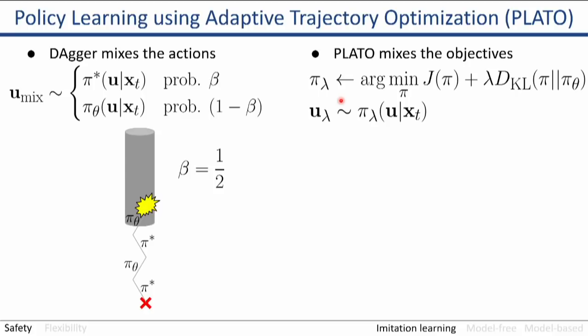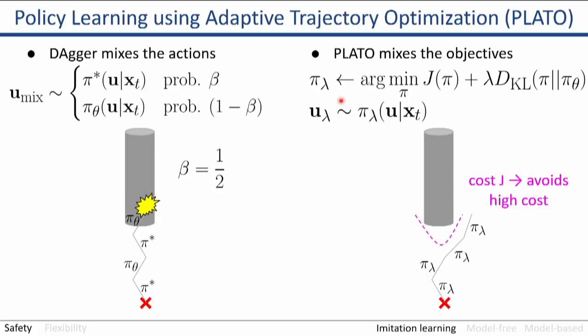So what does this actually look like when we execute it? Let's consider the same scenario. You're always going to be executing pi lambda. In the beginning, let's say we're very far from any obstacles, dangers, or high costs, so we can be more like pi theta. As we get closer to the obstacle, the cost goes up. If pi theta wanted to go towards the obstacle, that would be penalized very highly. So now we're going to be more like pi star, and it'll actually fly around. The cost J is preventing us from doing anything horrible, but the KL divergence with pi theta is making us be as on-policy as we can.